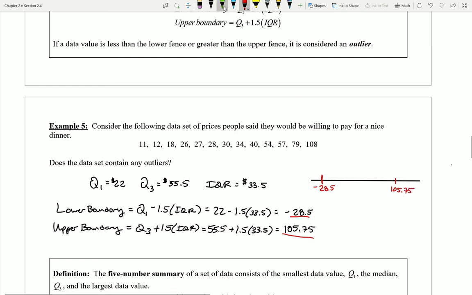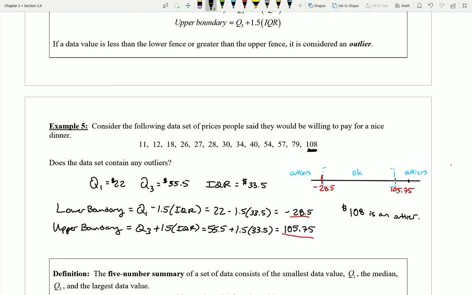So again, any value that falls in between these two bounds is an okay value. But any values that fall outside are going to be considered outliers, whether they're on the high side or the low side. It doesn't matter. And so do we have any values in our data set that is an outlier? Well, yep, we can definitely see that the value of 108 would fall somewhere over here. And so we can see $108 is an outlier. It falls above that upper bound.